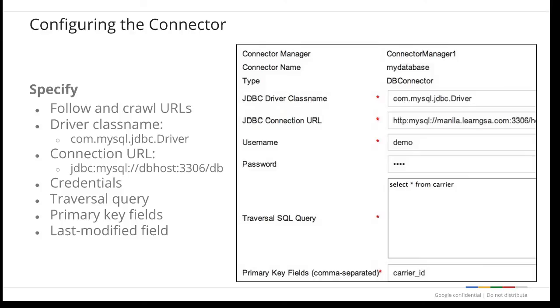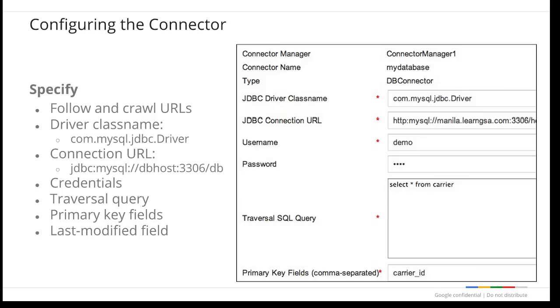You'll also need to provide the credentials to allow the connector to log into the database, the SQL query to select all the records to be indexed, and the primary key field or fields corresponding to those records. As mentioned previously, your SQL query should include an order by clause to sort by primary key in ascending order.